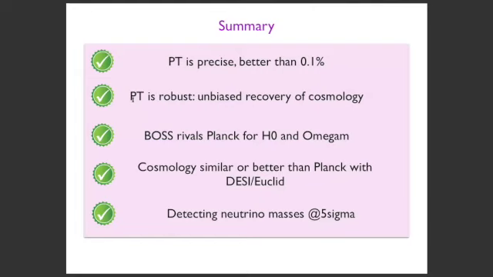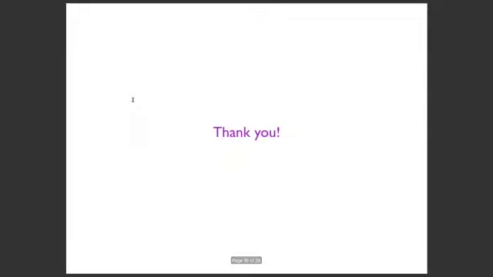Right now, if we apply perturbation theory to the BOSS data, we find that BOSS rivals Planck in terms of precision for H0 and omega matter. And in the future, we'll be able to constrain all the cosmological parameters similar or better than Planck, and crucially to detect the neutrino mass at 5 sigma. Thank you.